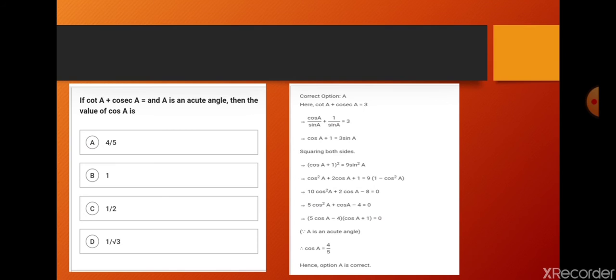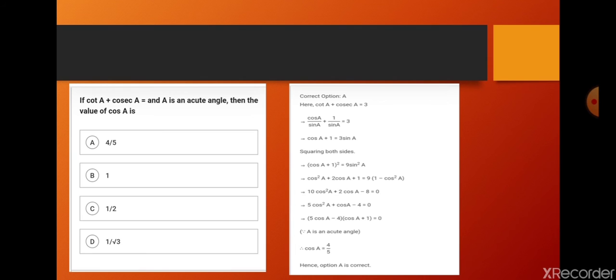Here cot A plus cosec A equals 3. Convert cot in terms of cos A by sin A and cosec as 1 by sin A, which equals 3. So cos A plus 1 equals 3 sin A. Squaring on both sides, cos square A plus 1 plus 2 cos A equals 9 sin square A. Convert sin square A into 1 minus cos square A. Then we have the equation 10 cos square A plus 2 cos A minus 8 equals 0.